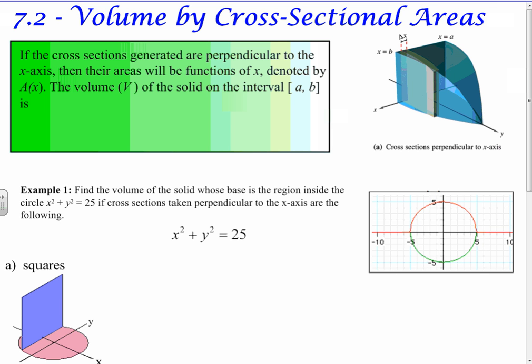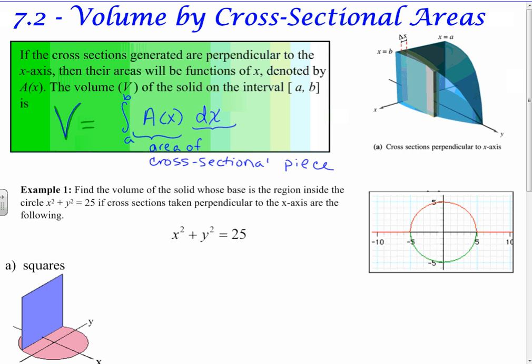What you'll want to note here is that the volume is equal to the integral from A to B of the area of my cross-section multiplied by dx. So this is going to pick up the area of the cross-sectional piece, and then if I multiply that by the thickness dx, we will pick up volume, and then we'll accumulate volume here.